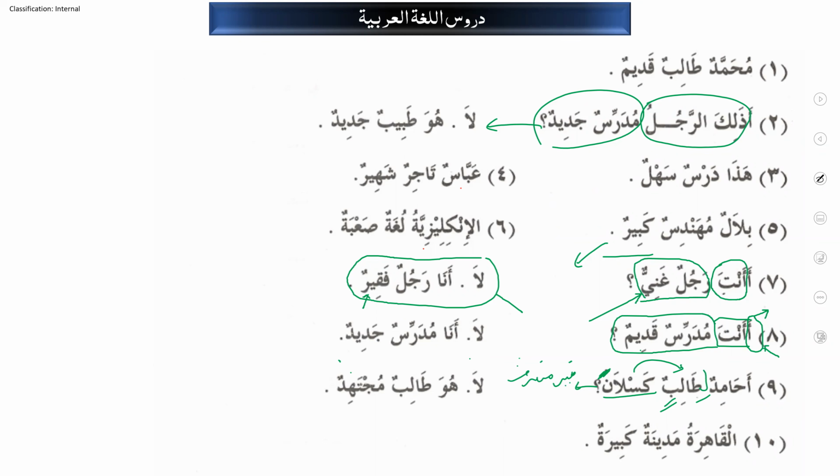Hala huwa talibun mujtahidun. No, he is an engineering student. Hardworking, sister, hardworking. This mujtahidun is used a hundred times in the Madinah Arabic book. I read it as muhandithun. So he is a hardworking student. Yeah, good. Continue.